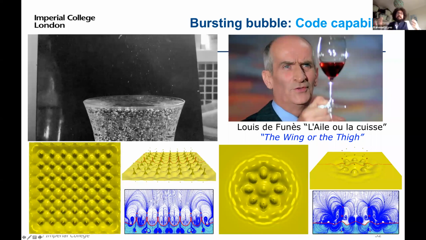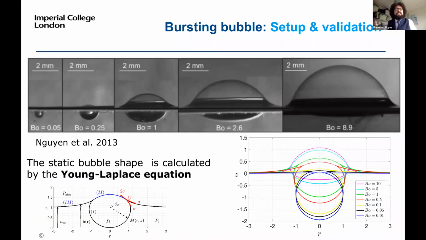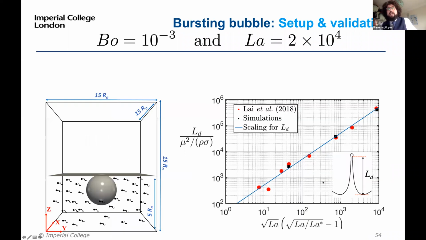So it's a lot of applications. So if I come back now to the bursting bubble academically, so this is the type of configuration that we do. When you vary the Bond number, the bigger the Bond number, the bigger the bubble will be, and the smaller the surface tension is. And here it's the variation, like the shape that we can predict as a function of the bursting bubble. And of course, we validate our code, because when you have a bursting bubble, you will have a jet, and the length of the jet has been validated.